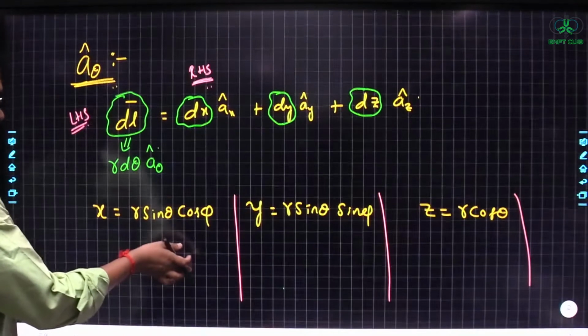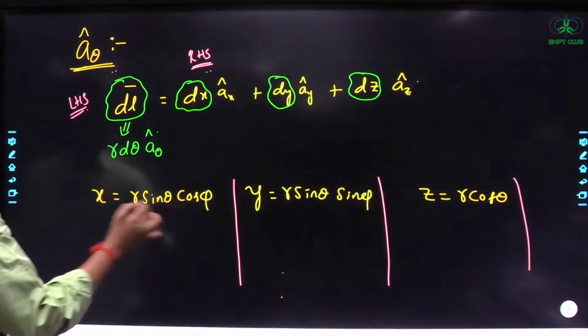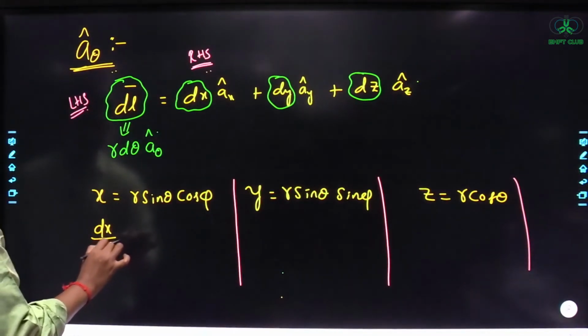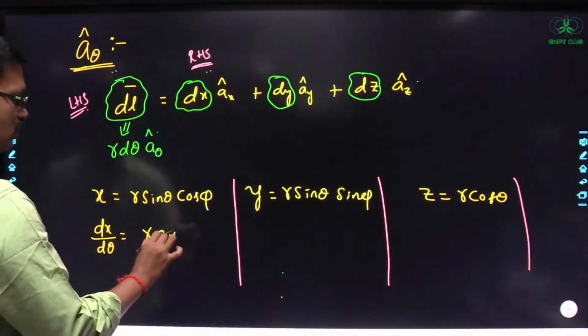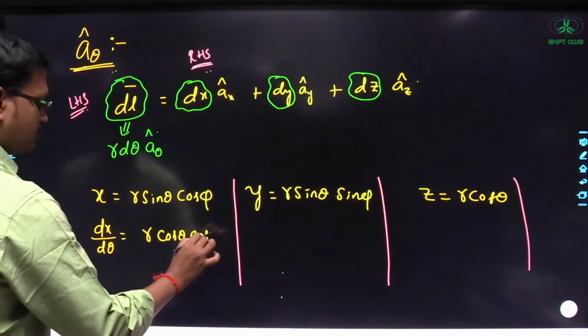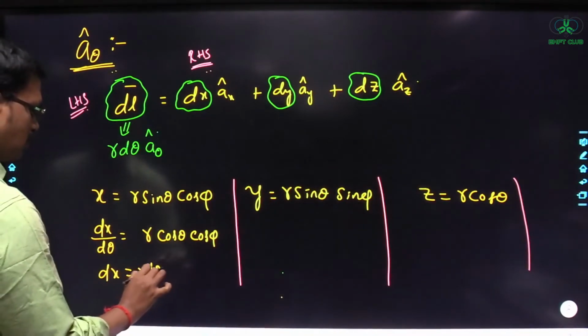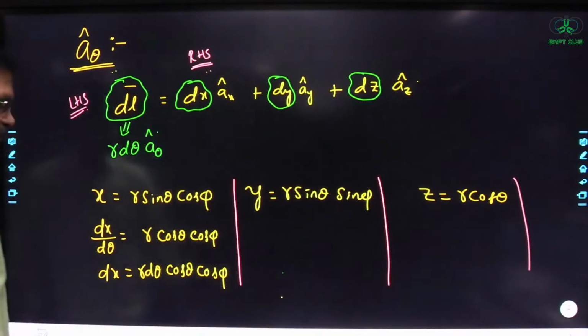Which means here you have to differentiate on both sides with respect to theta. So if you differentiate on both sides with respect to theta, what you are going to get? dx by d theta is equal to r into cos theta cos phi. So therefore dx is equal to r d theta into cos theta into cos phi.